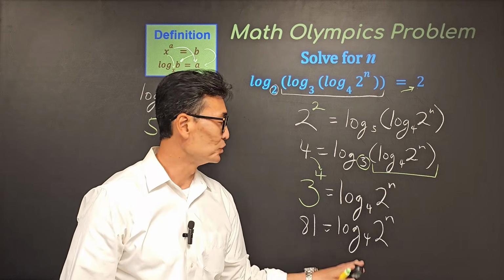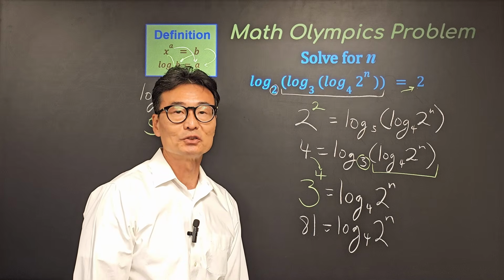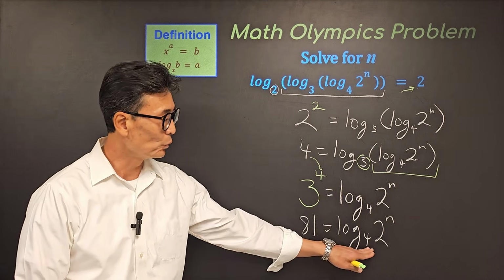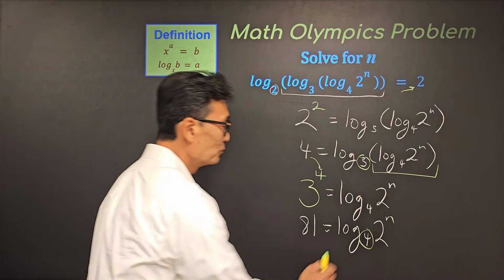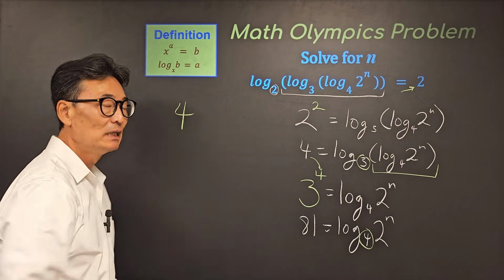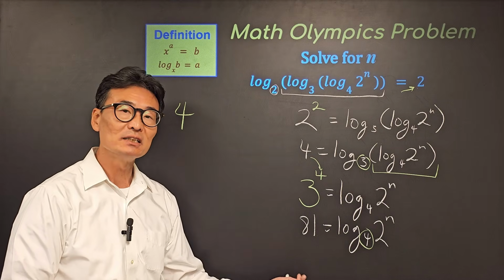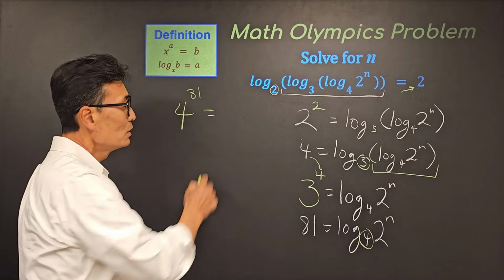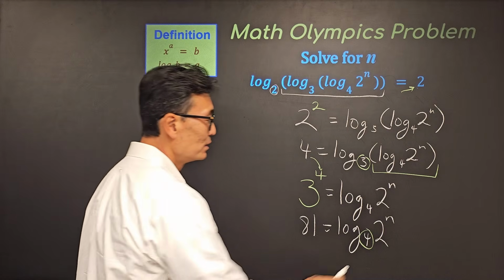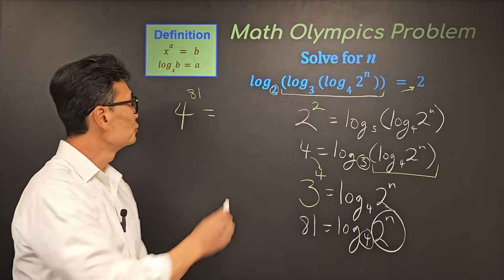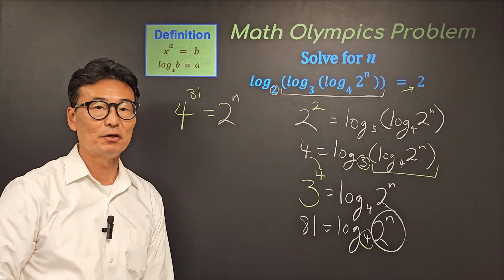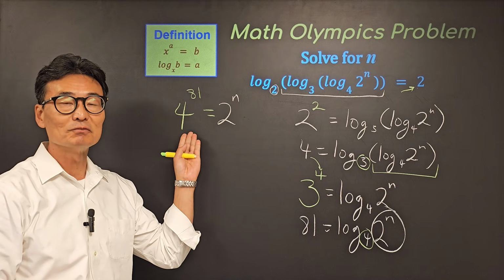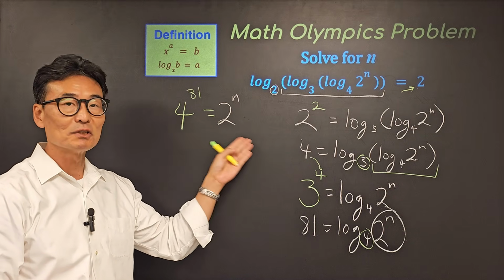And then once again, we're going to change this into an exponential equation. Then following the rule or the definition, we're going to start with the base, the 4. And then the number on the other side of the equal sign will be the exponent. We're going to set that equal to the argument, the 2 to the n power. Next, we're going to change that 4 into a base of 2 so that we could match up the left and the right side.